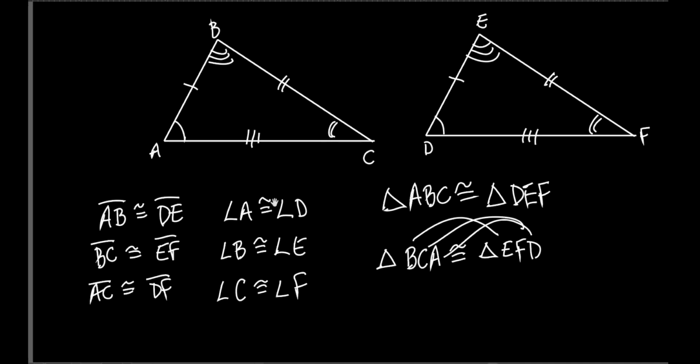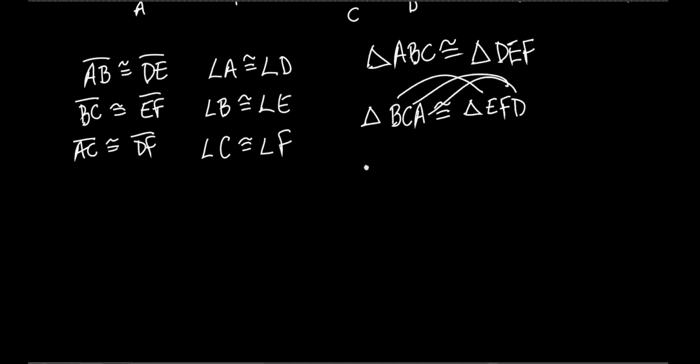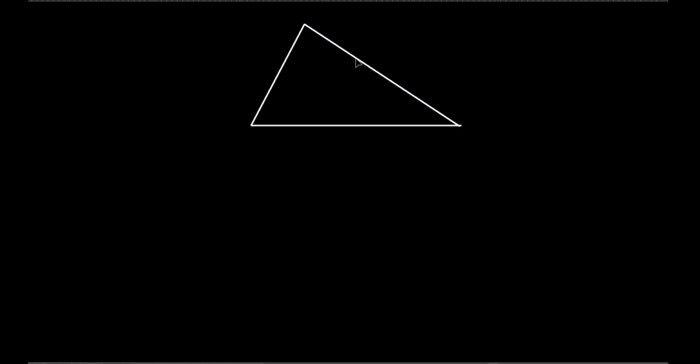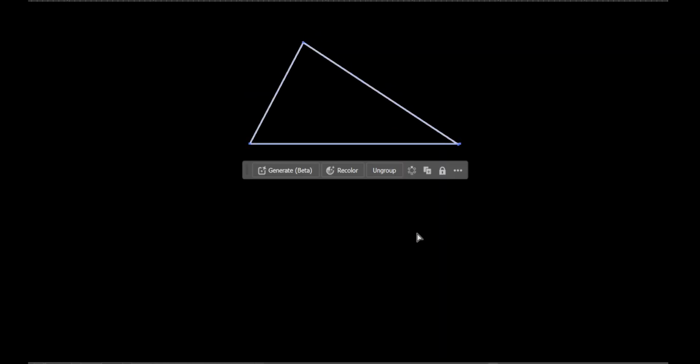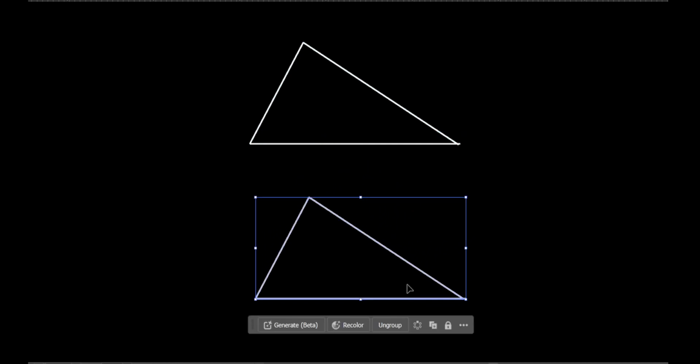Let's do this, though. Let's do one. I'll tell you what. I'll use the same triangle. I'll copy it. Now, here's where it gets a little bit confusing. Let's do that. I'll copy it and paste it. Now, what I'm going to do, though, is I'm going to flip it.